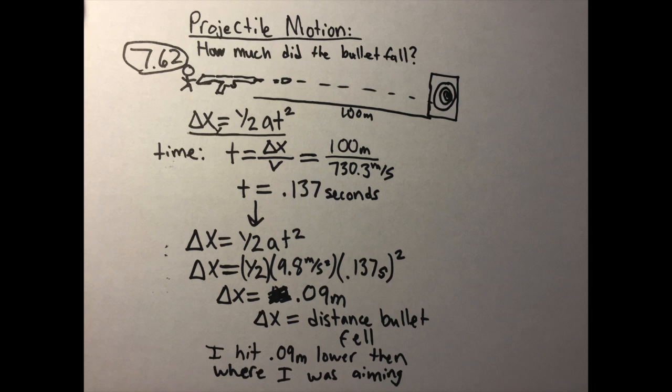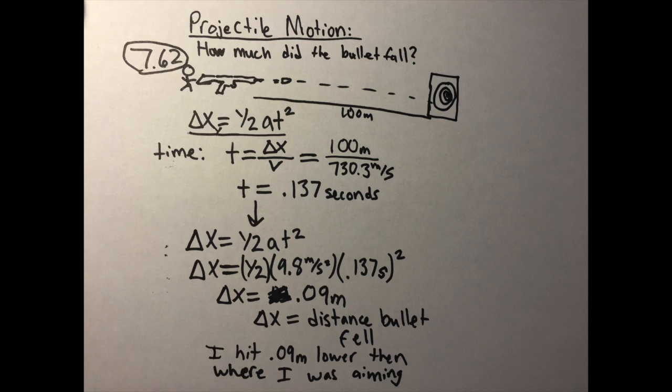Using the data from the 7.62 round bullet, we can calculate the distance the bullet fell during its travel. First, what we need to do is find the time the bullet was in the air. We can do this by finding the horizontal distance traveled divided by the velocity of the bullet. So that's 100 divided by 730.3, and that comes out to 1.137 seconds.